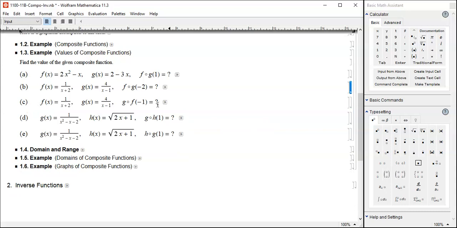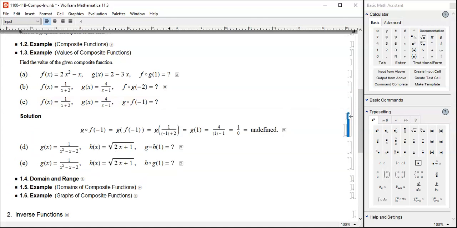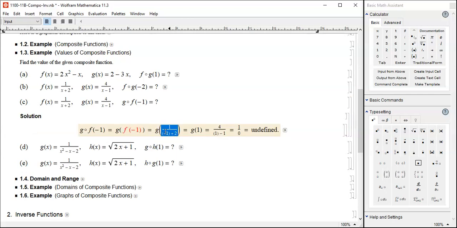Okay, a little bit more time, so let's do this one. As usual, inside first, f of -1. And that turns out to be this, because this is the definition of f. And then that value is 1. So we end up with g of 1. But what is g of 1? We get 0 in the denominator, so this is undefined.